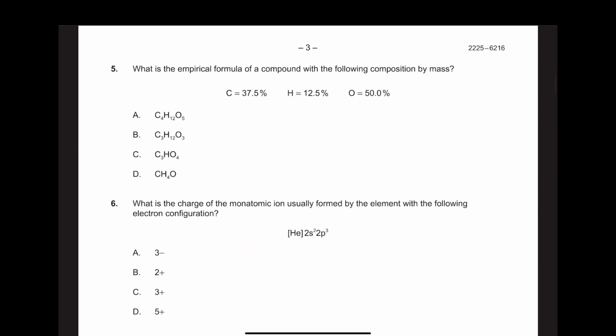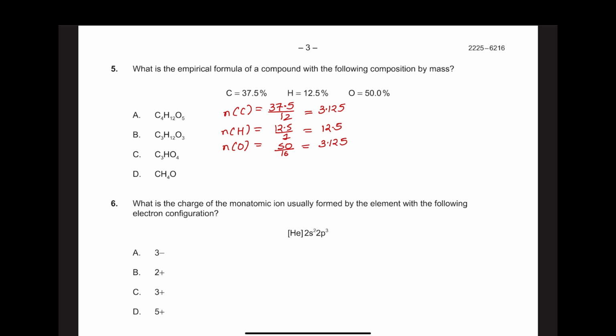Next, we have to find the empirical formula of a compound with the following composition by mass. We'll assume that the total mass of the compound is 100 grams. So the mass of carbon is 37.5 grams, hydrogen is 12.5 grams, oxygen is 50 grams. Moles of carbon will be 37.5 divided by 12, which is 3.125. Moles of hydrogen will be 12.5 divided by 1, which is 12.5. Moles of oxygen will be 50 divided by 16, which gives you 3.125.